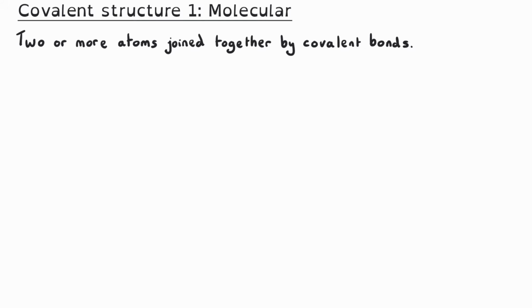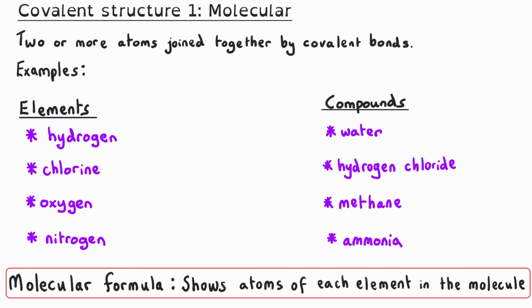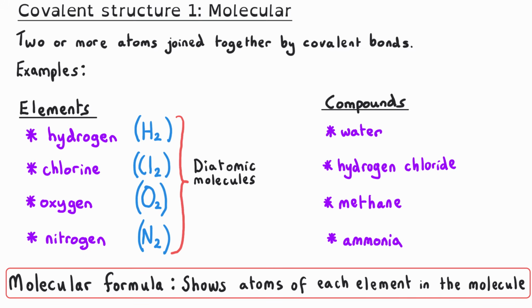Molecules are formed when two or more atoms are joined together by covalent bonds. As well as their name, all molecules can be represented by a molecular formula, and this shows all of the atoms of each type of element that are held together by covalent bonds in the molecule. For instance, hydrogen is H2, chlorine is Cl2, oxygen is O2, and nitrogen is N2. These four elements are all diatomic molecules, and di means two, and atomic is referring to atoms. So they are molecules made up of two atoms.